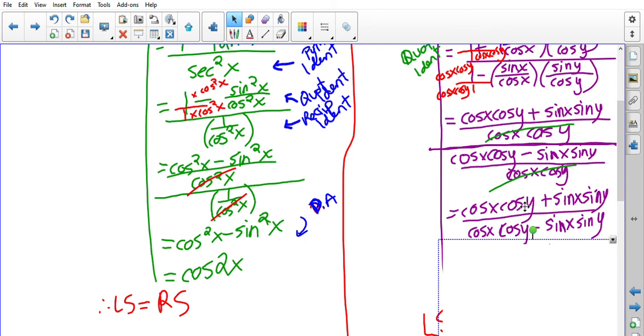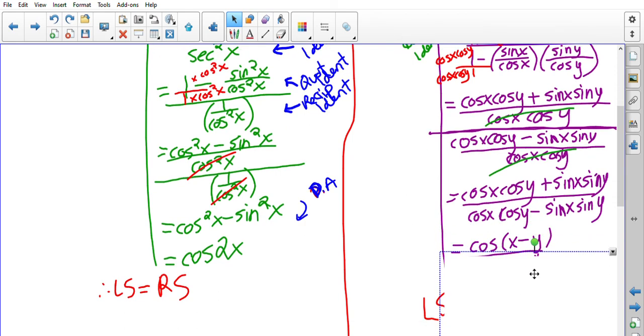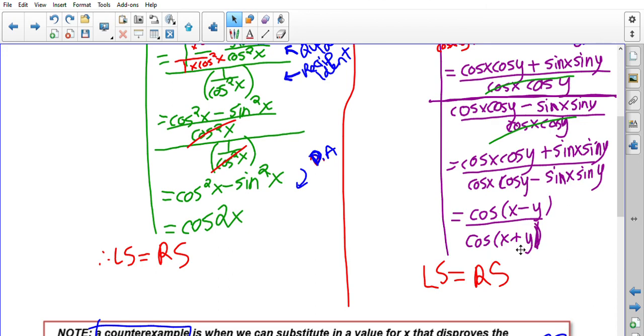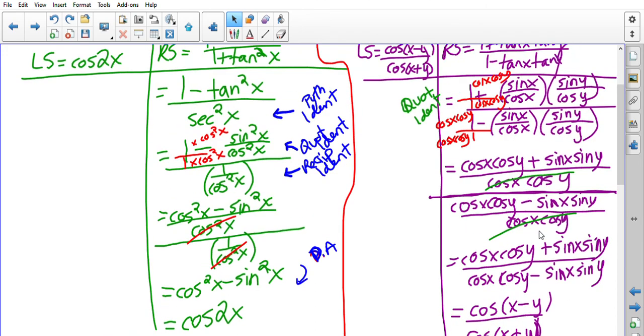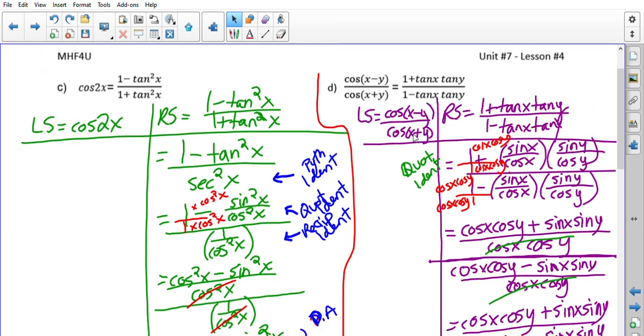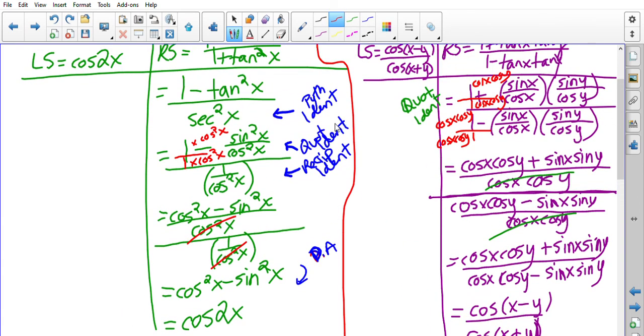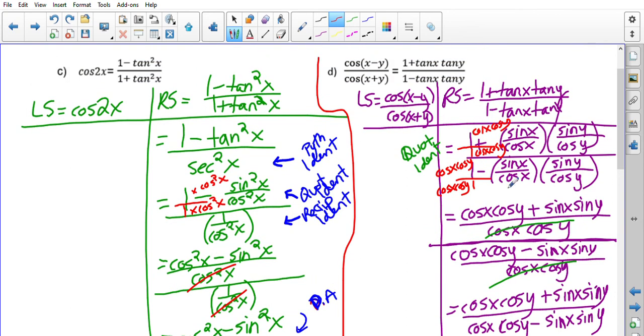Hopefully you are noticing that this looks like, okay, so the numerator has coses together, sines together, and separated by a plus. So that looks like cos of x minus y, because the cos always switches the sign. And then the denominator, coses are together, sines are together, separated by a minus. So that means the bottom is cos of x plus y. And that is exactly what the left side was. So we have just proven that left side equals right side. Okay, so identity proven. That was an example of how finding a common denominator is beneficial to you.